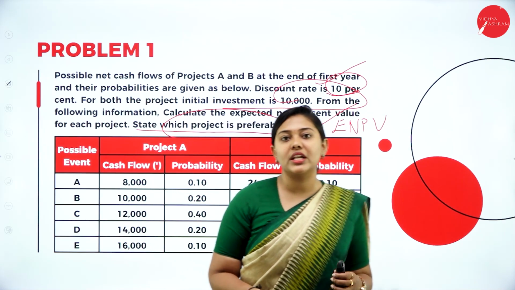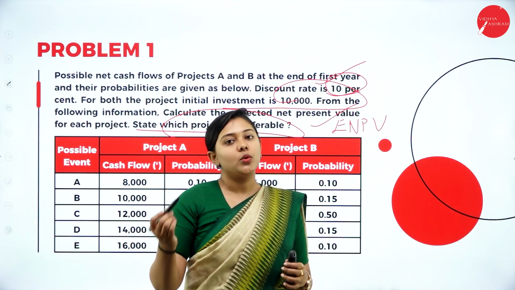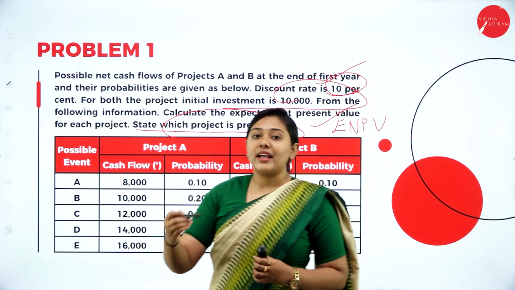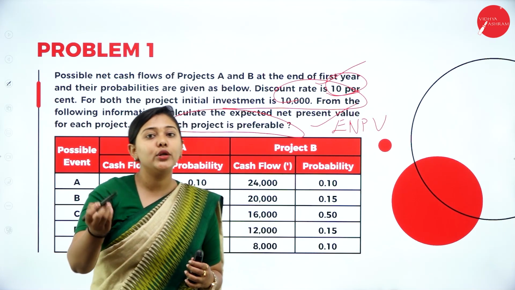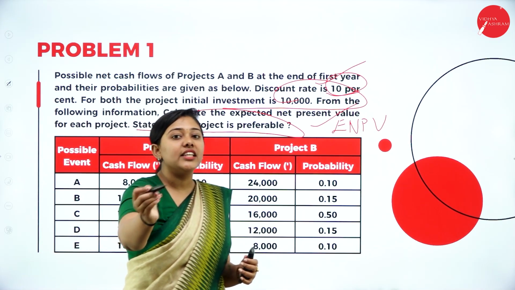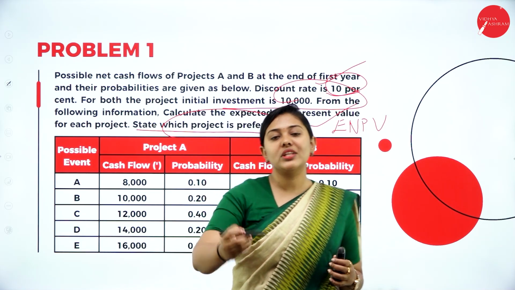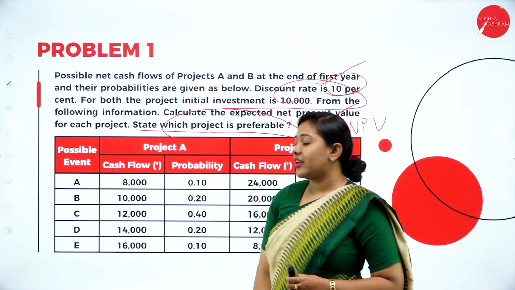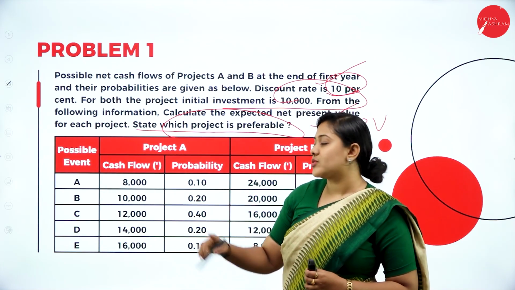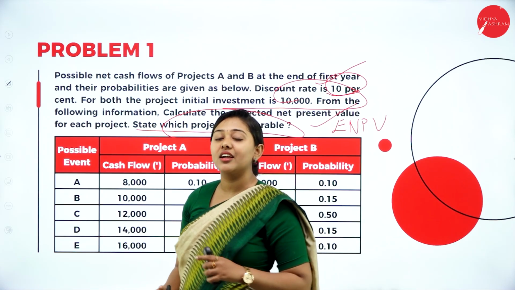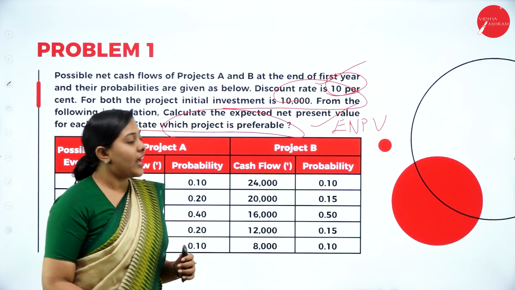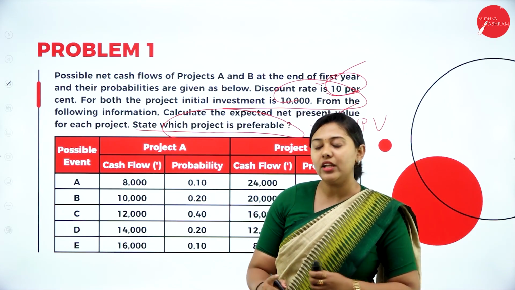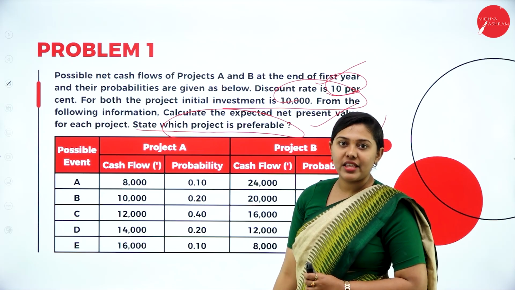They have asked to calculate the expected net present value. So how to calculate the expected net present value? The expected net cash flow into probability minus initial cost or investment. If we do that, we'll calculate the expected net present value. This is the possible event of 1 year. Number of years is not given, so it is a single period project. They have given project A and project B. 2 projects are there, but the number of years is only 1 year. But the possible events they have given in the question.